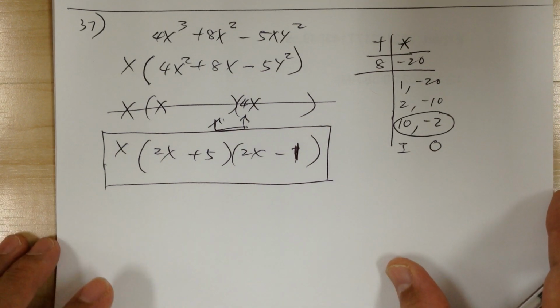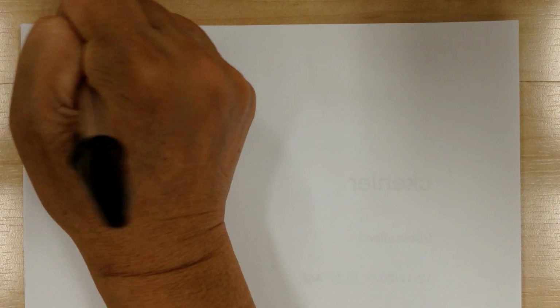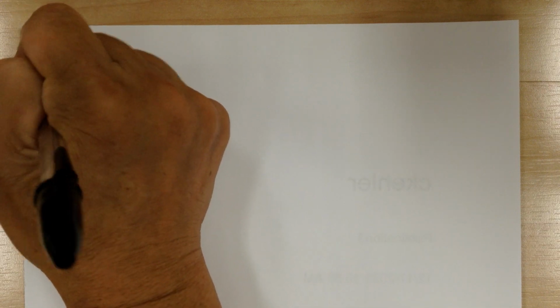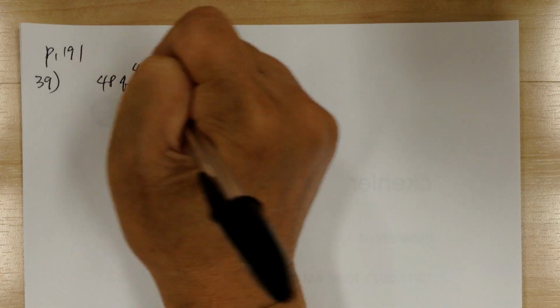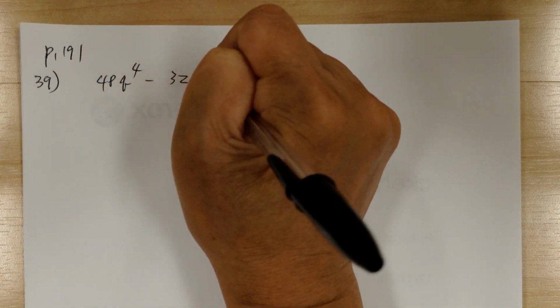Let's go to the next one. Okay, number 39. You have 4pq to the 4 minus 32pq.